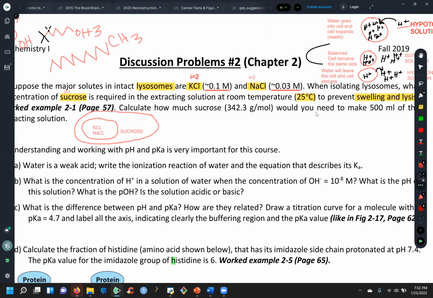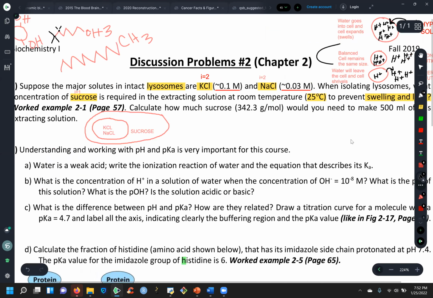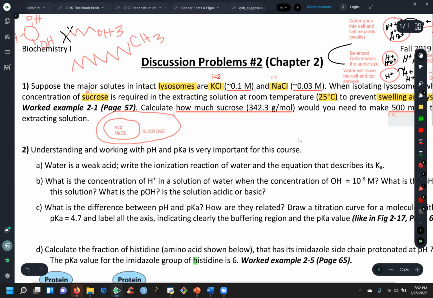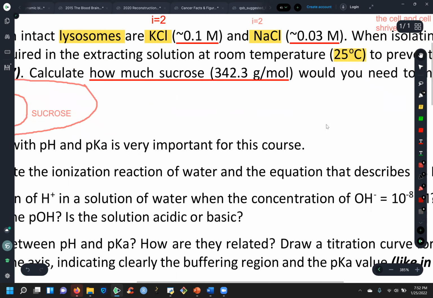Okay, so now that we know that, it's asking us to calculate how much sucrose, and then they give us the weight, 342.3 grams per mole. That's how much sucrose weighs. Would you need to make, and then this is the volume that they want us to make. And with a mole, it's per liter. So here 500 mL is equal to 0.5 liters. All right, so now we can go ahead and get started on the math.